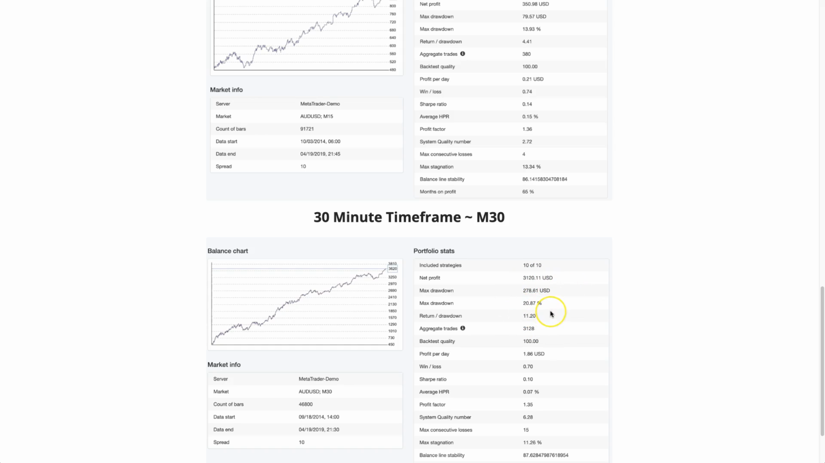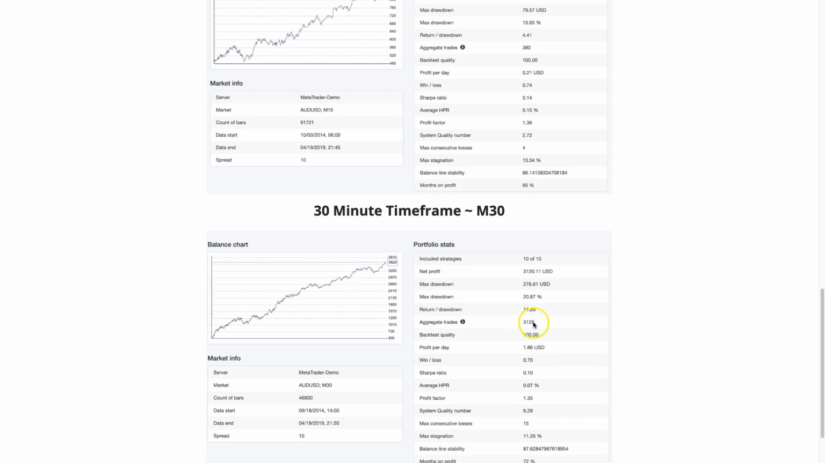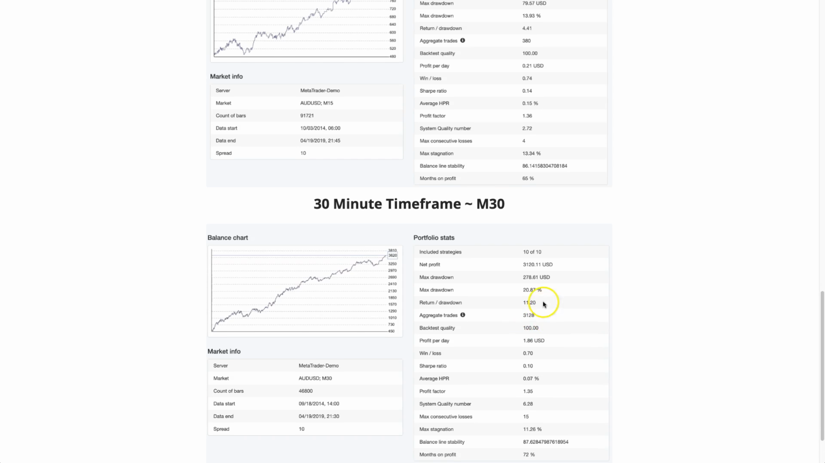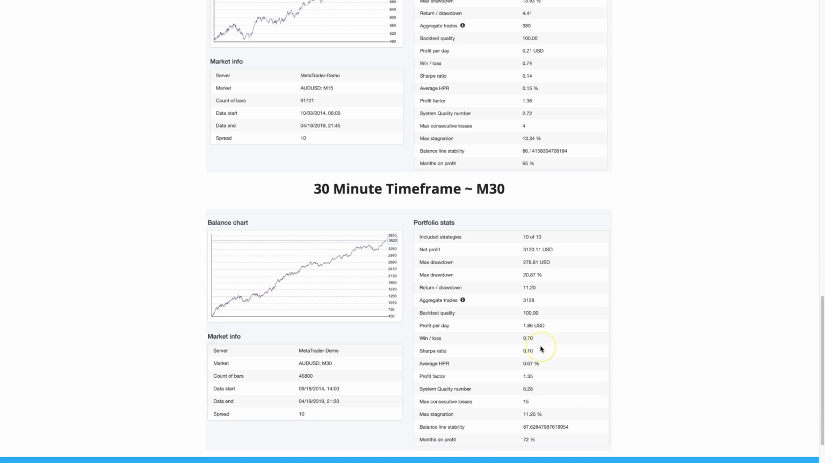Now, one of the criteria that we have in the scanning of each individual strategy is that we want the strategy to be a minimum of 2 times. So in other words, the net profit has to be double what the maximum drawdown was for every strategy that is put together in the portfolio. So this one here is quite good, 11.2. And then it'll show here how many trades. There were 3,000 odd trades, and you can just look at all the different details down here.